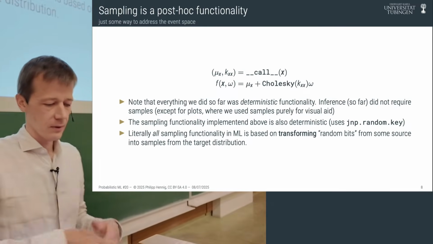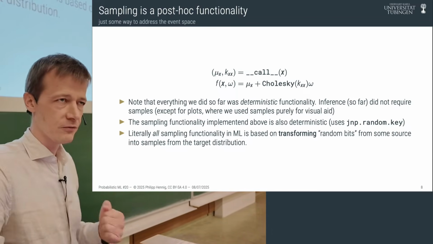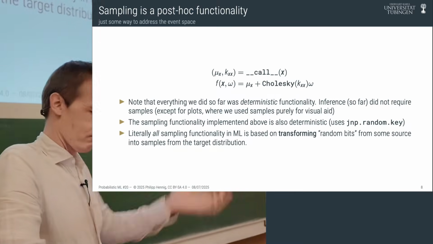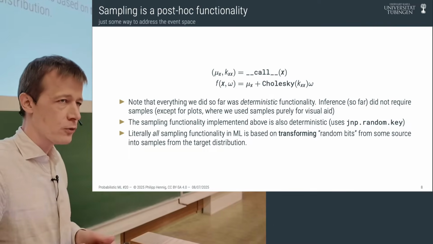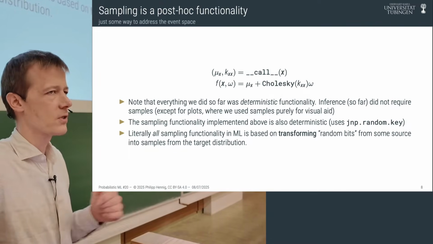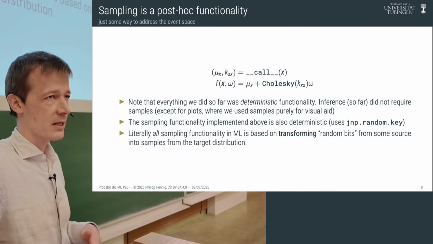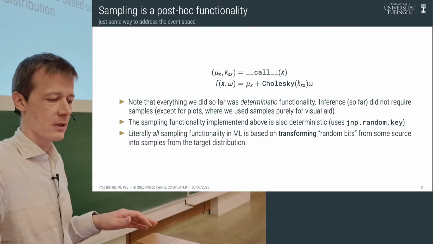So what this mostly is trying to stress, just to say again, is that the use of random numbers is completely post hoc to probabilistic inference. You can write down a posterior, a prior, and a likelihood, and their product without using random numbers.